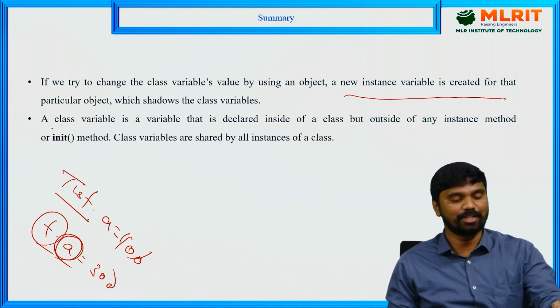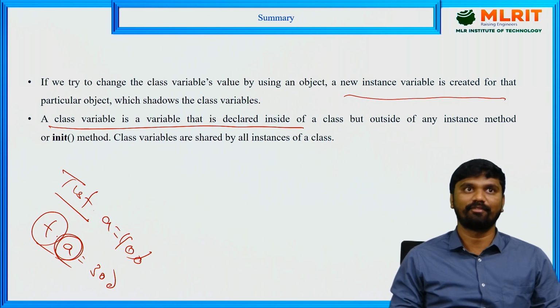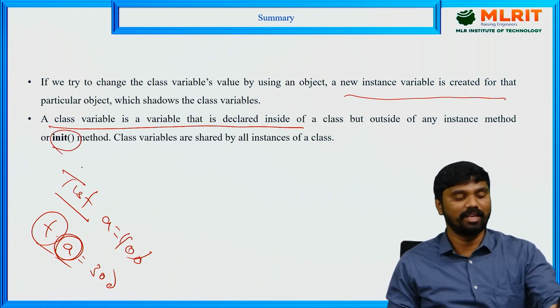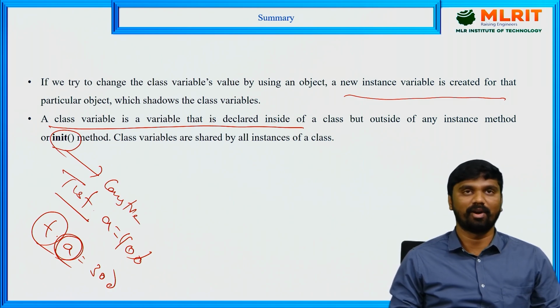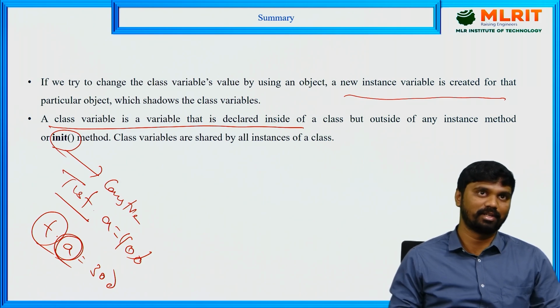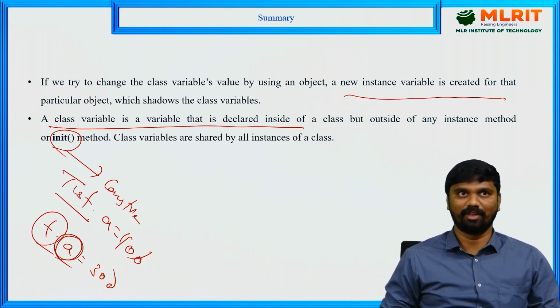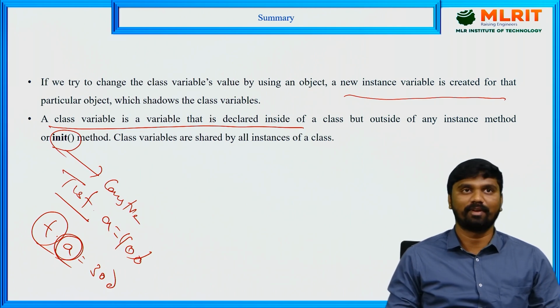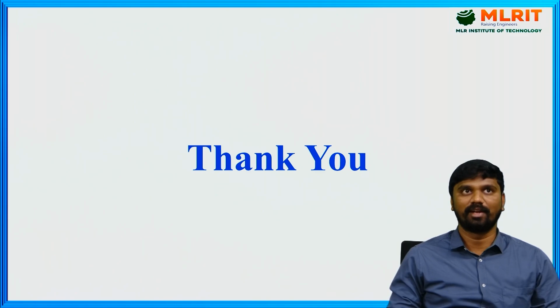Next, a class variable is a variable that is declared inside of a class but outside of any instance method or init method. Init method means what? Constructor. And this variable value will be shared by all the objects of that class, and for all the objects only one copy will be maintained for the static variable. So this is about the static variable, right? Next we will discuss another type of variable.